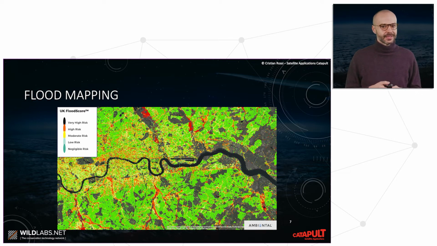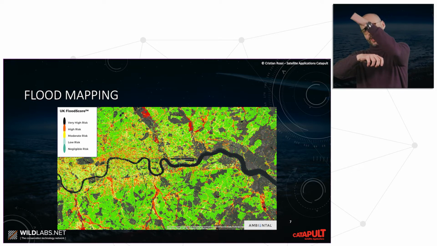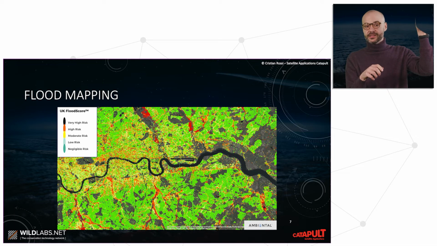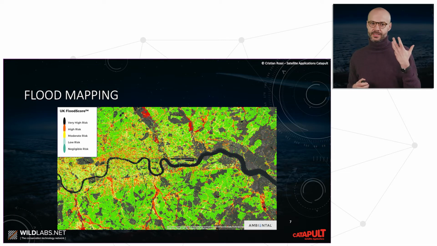The reason behind it is how SAR behaves with water. Water is mainly a mirror to SAR, because our signal bounces off the water and then bounces back. The bouncing is not directed towards the sensor, but is mirrored away. Therefore, we have very little signal for water, and it's quite easy to detect water and therefore to detect flooding.